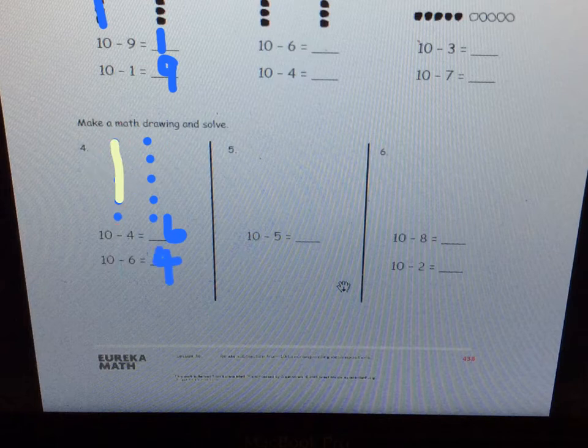So if you notice that there's actually a pattern happening here. 10 minus 4 equals 6, 10 minus 6 equals 4. You're noticing that these two addends are actually switching to make the difference. Do numbers 5 and number 6 on your own.